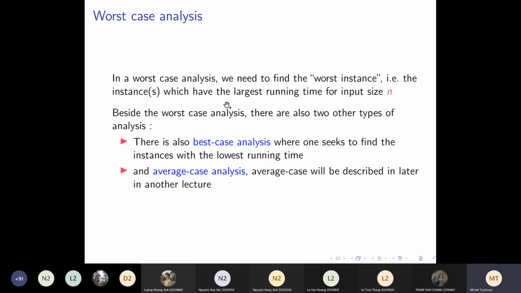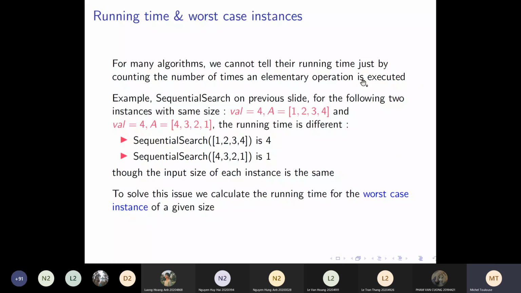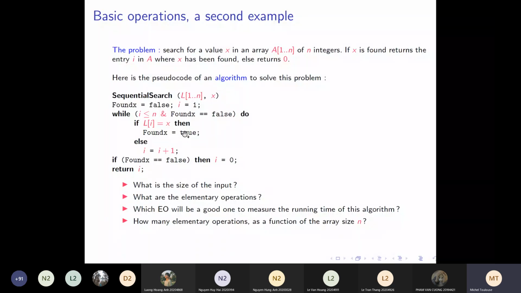Beside the worst case analysis, there is also the best case analysis and the average case analysis. The average case analysis, I will not consider today. We will study this later. And the best case analysis is the instance that will generate the smallest number of executions of the algorithm. Here, obviously, the best case is when x is in the first entry of the array. So this is going to be the best.